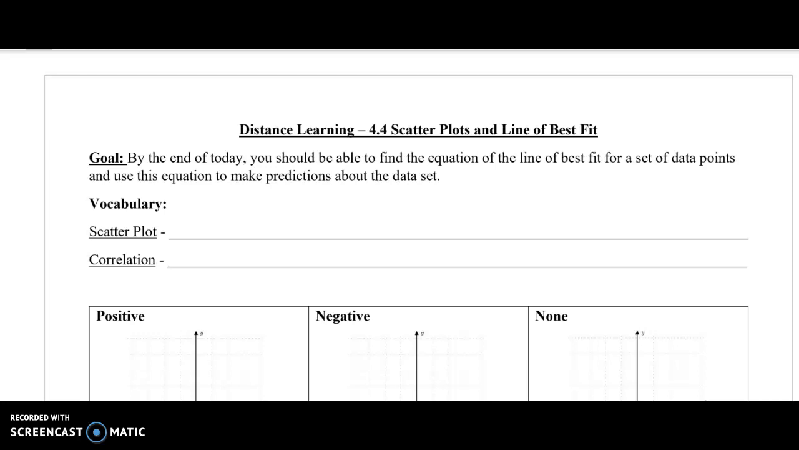So we're totally shifting gears again, and we're going to be talking about scatter plots and line of best fit, which is something that you guys might have heard of, you might not have, but that is what we are going to be going through right now. Okay. So our goal is that by the end of today, you should be able to find the equation of a line of best fit for a set of data points and use that equation to make predictions about the data set. So before we get into lines of best fit, we are going to start talking about scatter plots.